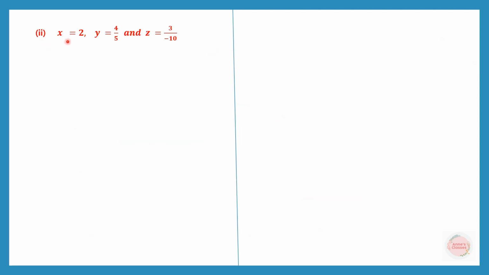Question 2. Here the values of x, y and z are different. So let's substitute these values for x, y and z. On the left hand side we have (x plus y) into z, and this is equal to, on the right hand side, x into z plus y into z. So now the left hand side is what we are going to do first. So LHS means left hand side, and we're going to do that.